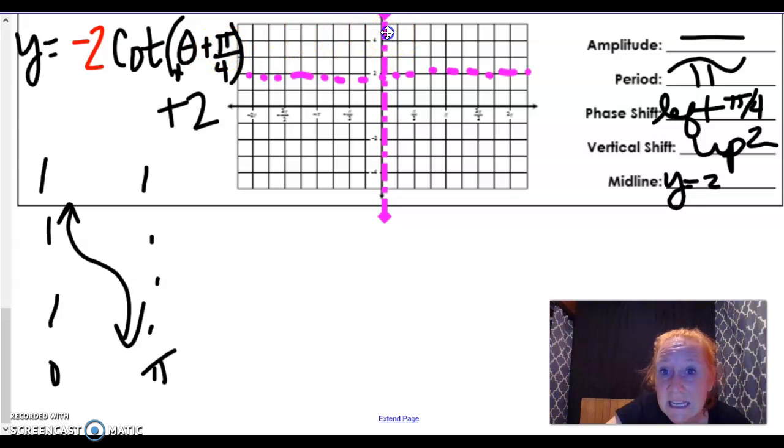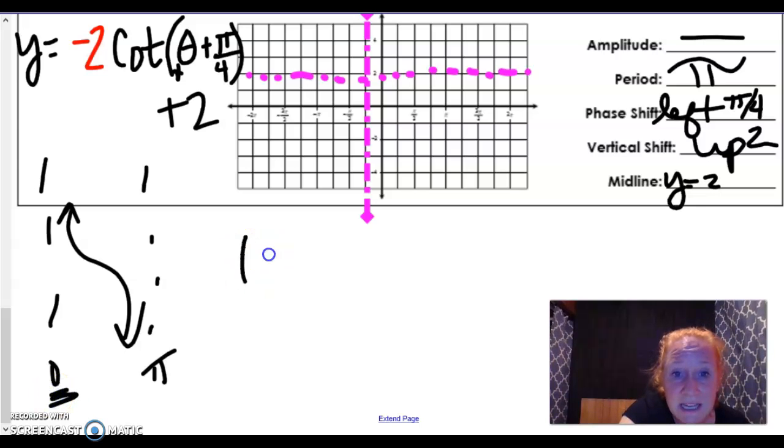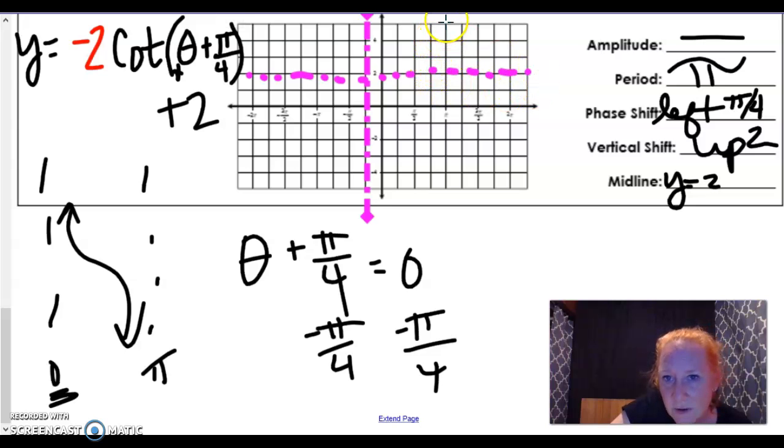Then, see this? I move it left pi over 4. Now, if you're like, that's hard for me, well, watch this. I remember in the tangent, I knew that my original was at negative pi over 2 or positive pi over 2. Cotangents are right here. So I can just take theta plus pi over 4 equals 0, and so minus pi over 4, minus pi over 4. Oh, that means that asymptote is right here. Now, because my period didn't change, it's just pi, I knew it would have been at pi, and then I can move it to the left because that's what it told me.